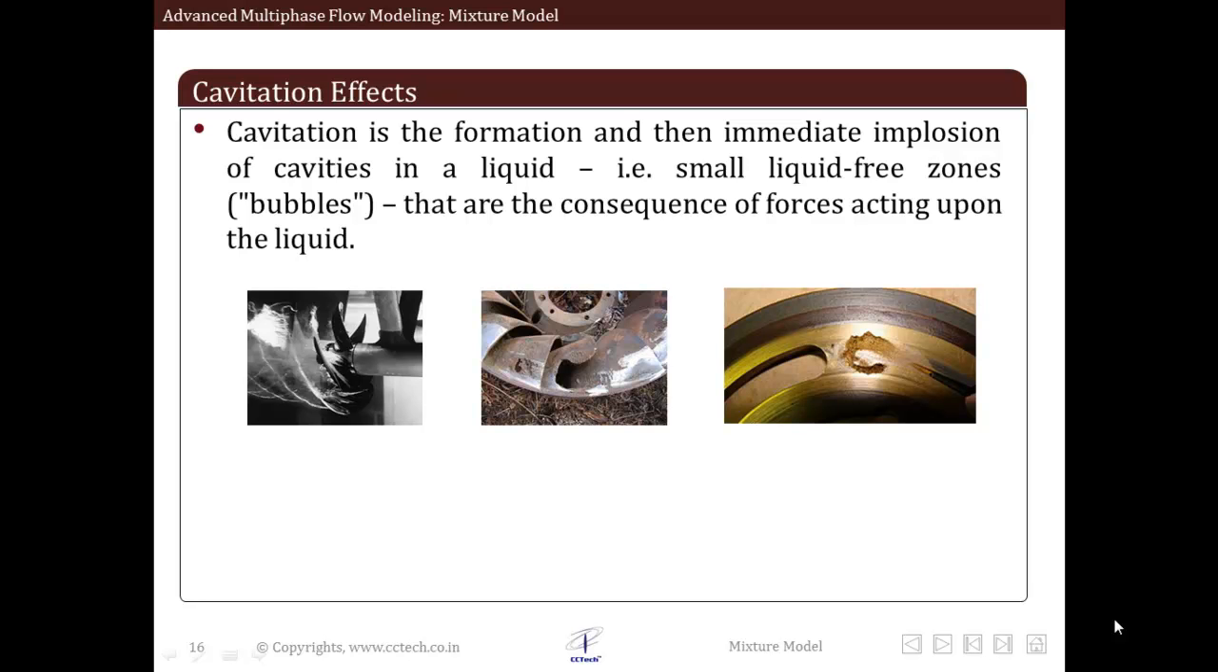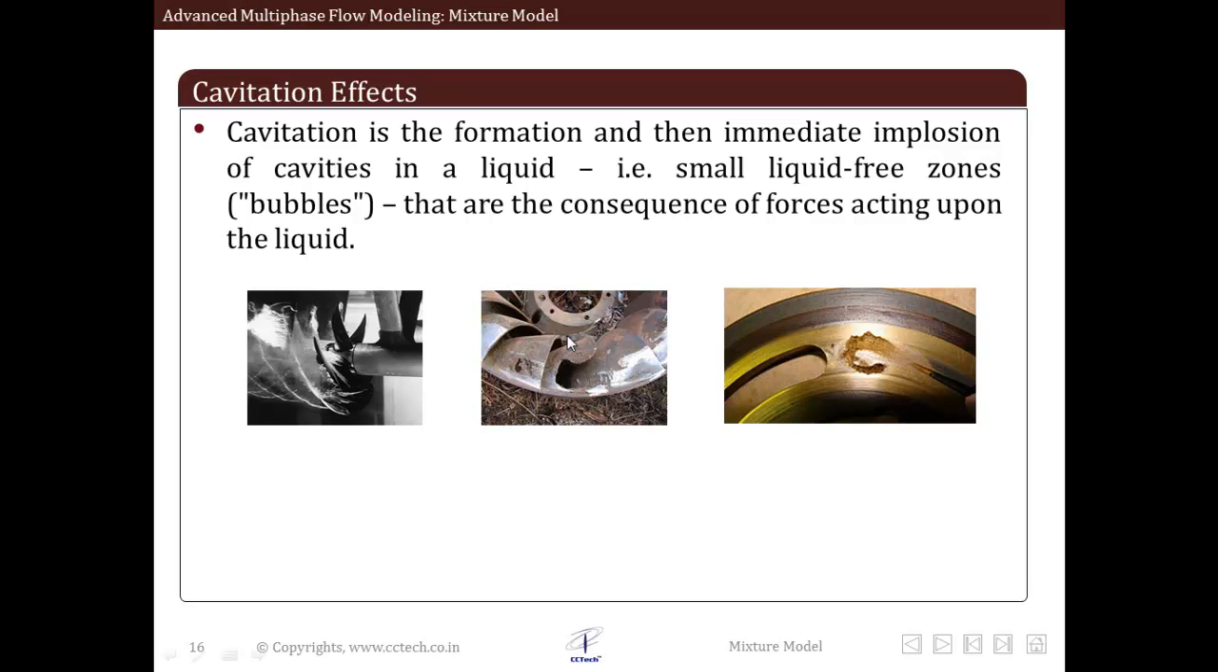Next effect or next phenomenon that Fluent models is the cavitation effect. Cavitation is basically formation and immediate implosion of cavities in a liquid. That is, when small liquid-free zones or bubbles are formed which are a consequence of forces acting upon the liquid. As you can see in this figure, these are the small bubbles which implode and such type of cavities are formed in this liquid flow around the turbine.